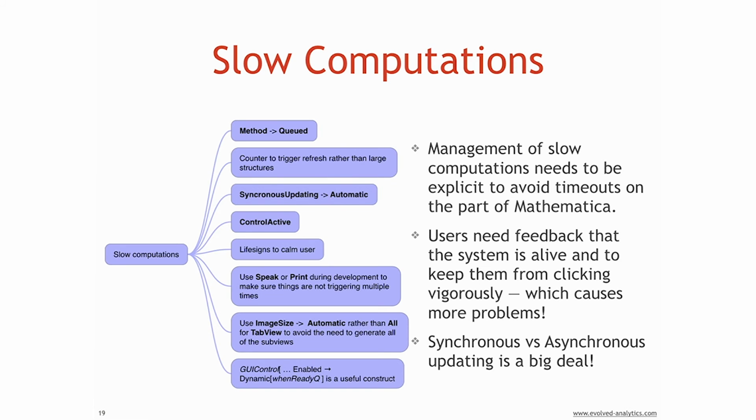You really have to be explicit about that, have to understand the differences between synchronous updating states, and also provide feedback, because if you have something that takes 30 seconds to evaluate, people can't look at a blank screen for 30 seconds without clicking on stuff and adding more things to the queue and breaking stuff.